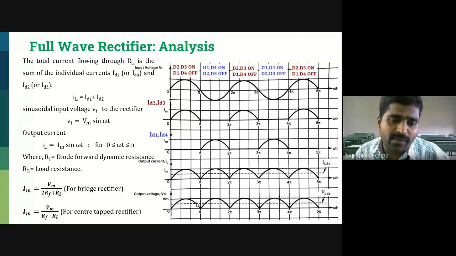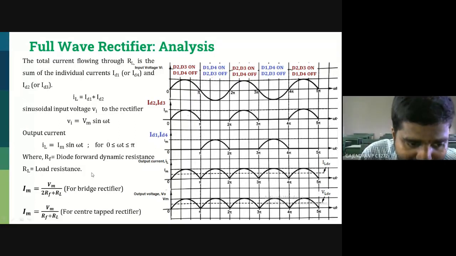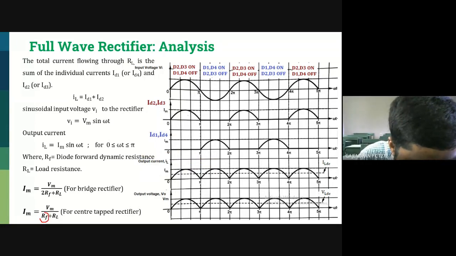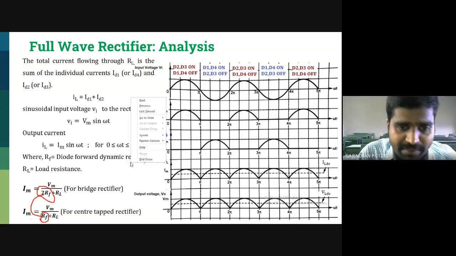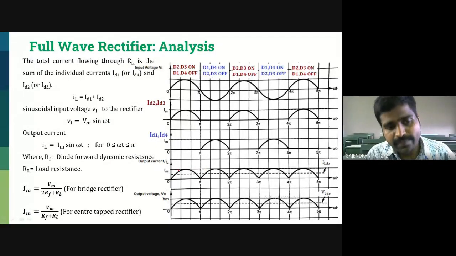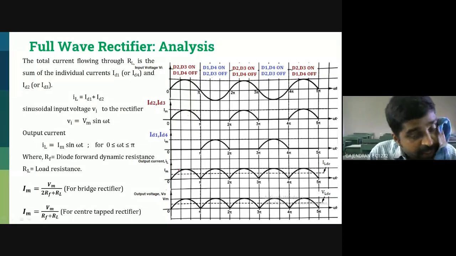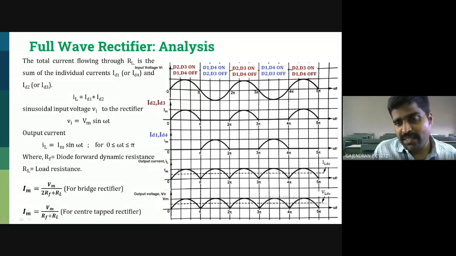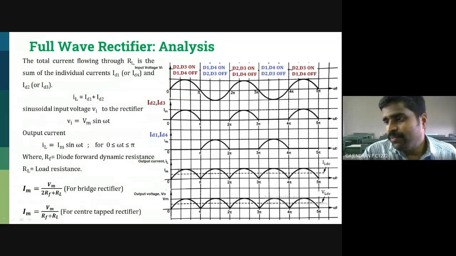For center tap transformer, since we are going to have only a single diode, here it is simply RF. Can you find these two differences? Why am I getting 2RF here and simply RF here? I hope you understood. Am I correct, sir? Yes. Please say yes if you finish these things. Note பண்ணியாச்சா?